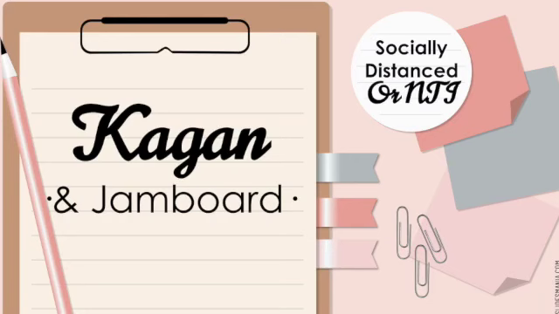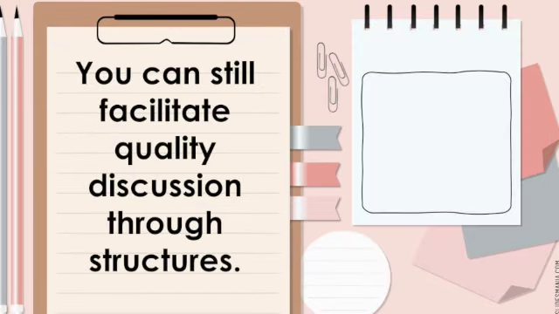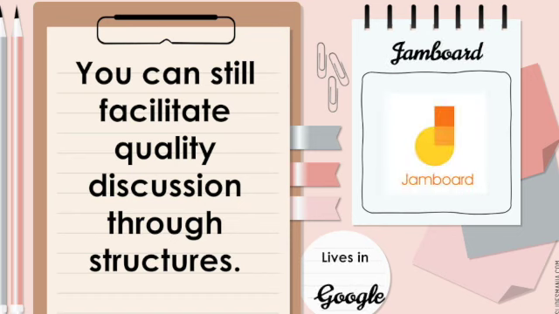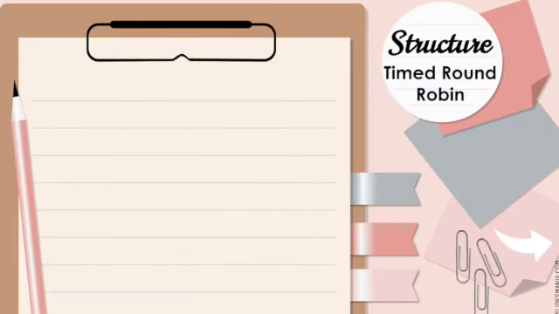Let's talk about how you can use Kagan structures in your socially distanced or NTI classroom. You can still facilitate quality discussion through structures. For this particular example, we're going to use Jamboard, which is a tool that lives inside of your Google account. So let's take a look at the structure for a timed round robin.